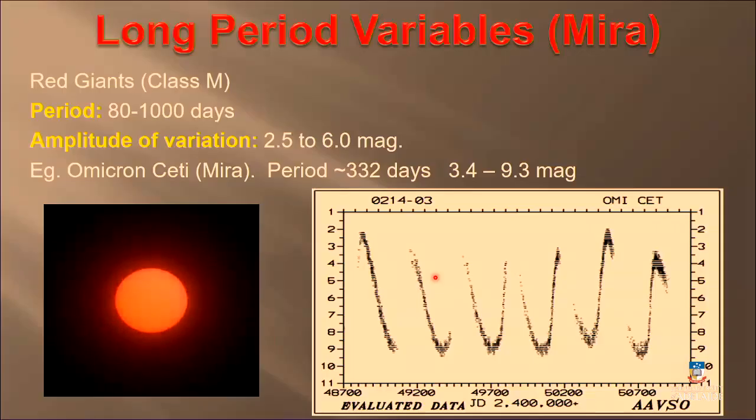The star is actually brightest when it's at its smallest size, because that's when it's at its hottest. At its largest size, like there, it's very, very cool, and even though it's very large, it's a lot fainter. Omicron Ceti is the star Mira, as an example, and it has a period of about 332 days, and its magnitude varies from 3.4, which is a moderately bright star, down to 9.3, which is way below naked eye visibility. So you can see these stars do vary dramatically in brightness.